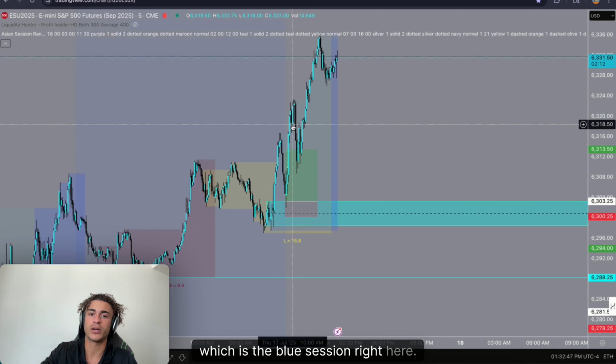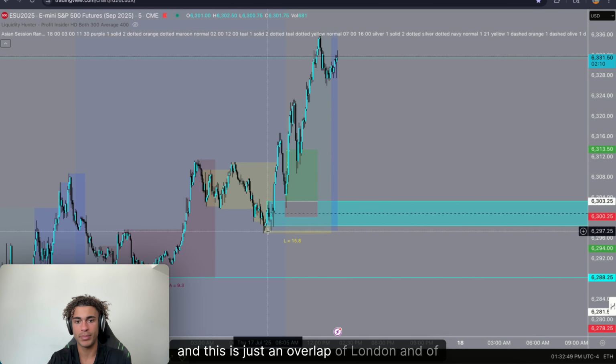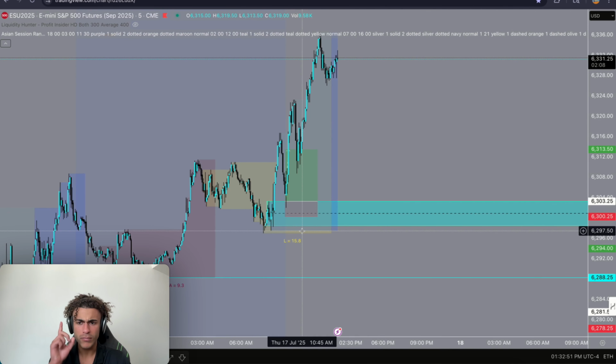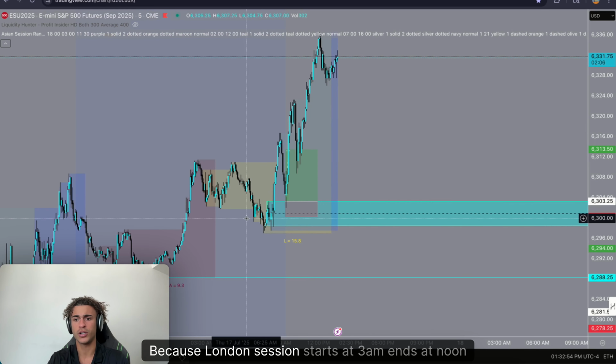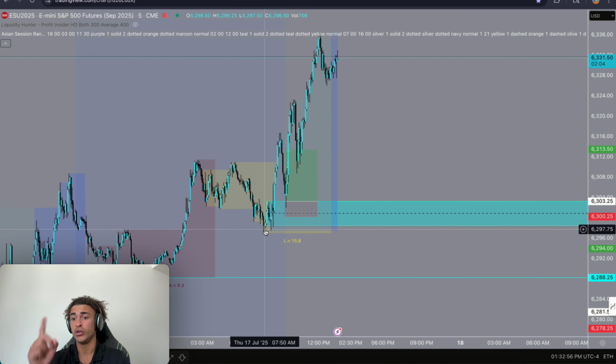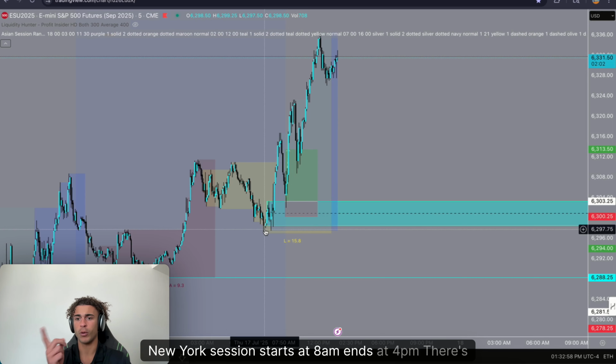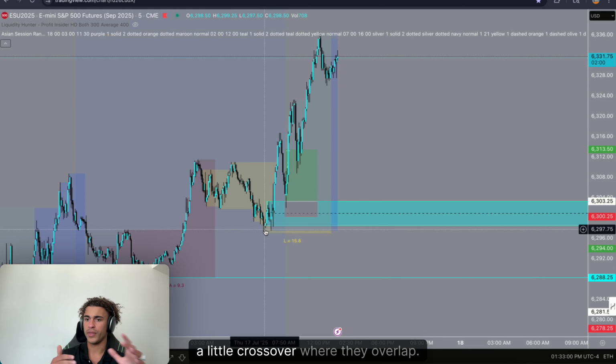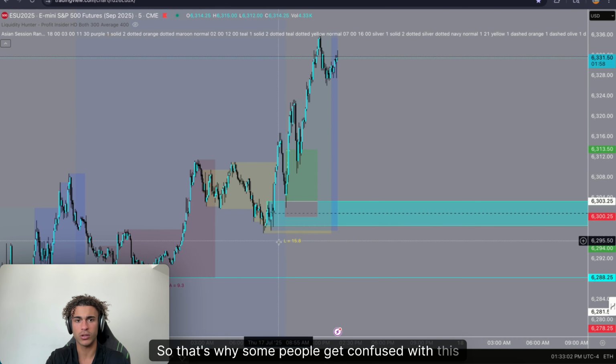And this is just an overlap of London and of New York, because the London session starts at 3 a.m. and ends at noon, and the New York session starts at 8 a.m. and ends at 4 p.m. So there's a little crossover where they overlap. So that's why some people get confused with this color here.